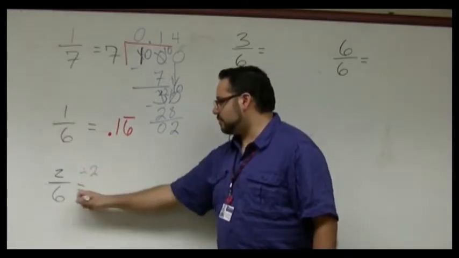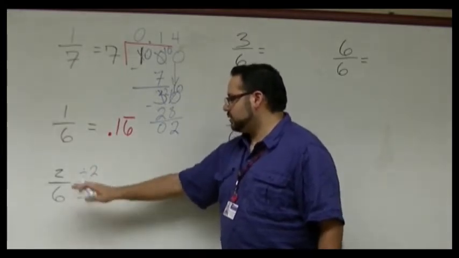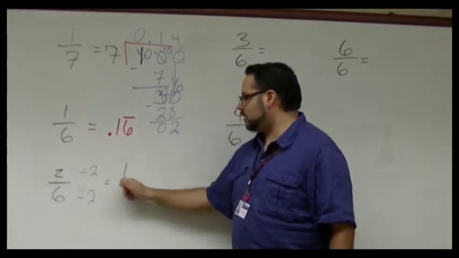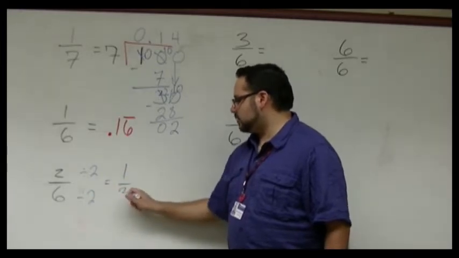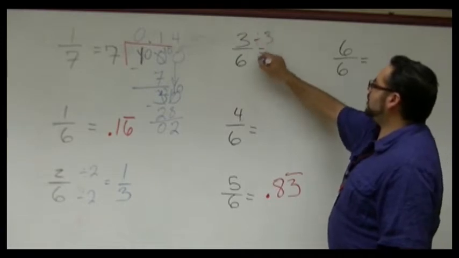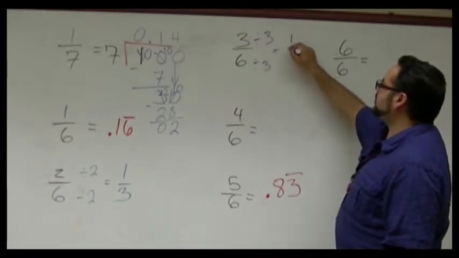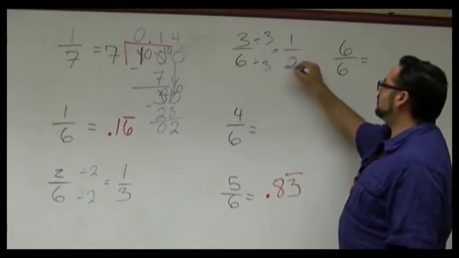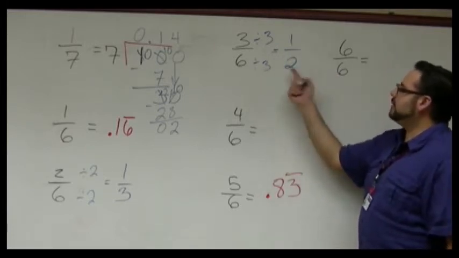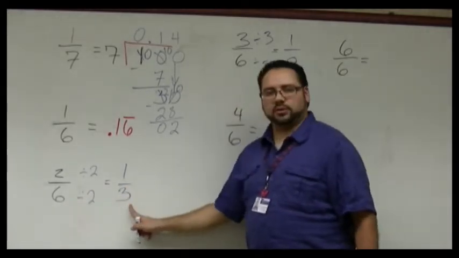These other ones right here are really easy because 2/6 reduces down by dividing both top and bottom by 2. You can simplify this fraction. 2 divided by 2 is 1, and 6 divided by 2 is 3. This one you can simplify by dividing both top and bottom by 3. 3 divided by 3 is 1, and 6 divided by 3 is 2. So you get 1/2. This fraction is equivalent to 1/2.